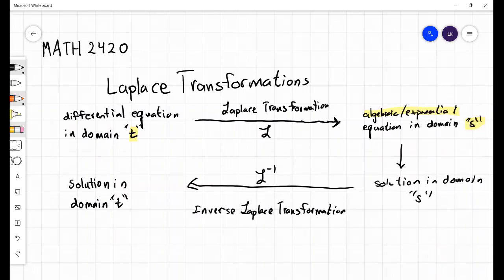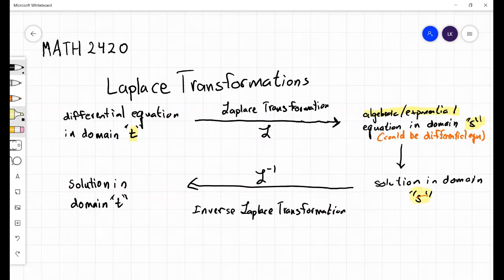And warning, I guess you don't have to get just an algebraic or exponential equation here. It could be a differential equation. Not necessarily even simpler, but maybe we'll see an example of that. And the idea is that maybe this algebraic equation could be more easily solved for whatever you need to solve for in this new domain. So we get a solution in this new domain.